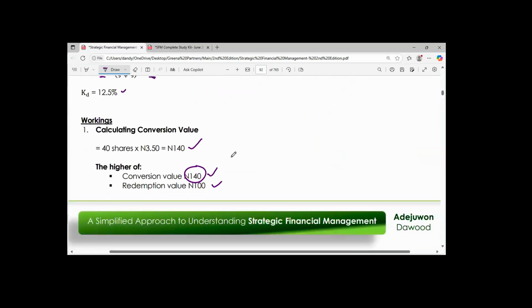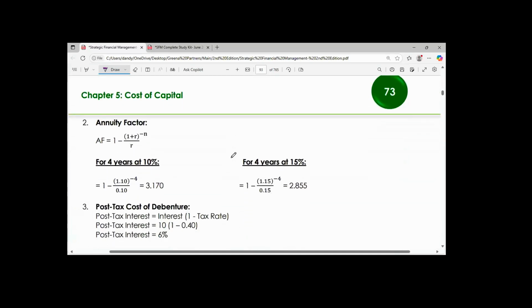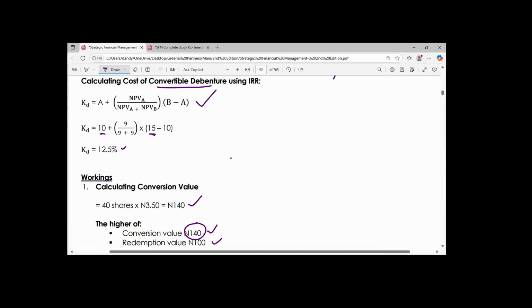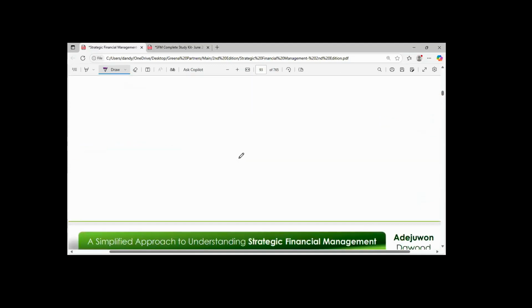So this is how to calculate the cost of convertible securities. If you don't understand how to calculate the annuity factor, this is the formula. I think I demonstrated this in our last class. At 10%, we got this. At 15%, we got this. And then the after-tax cost of debt: this is how we arrive at the 6 that we have been using as interest. So I think that's the end of the question.